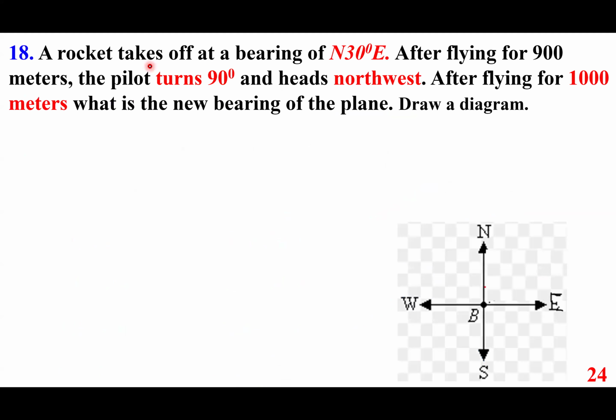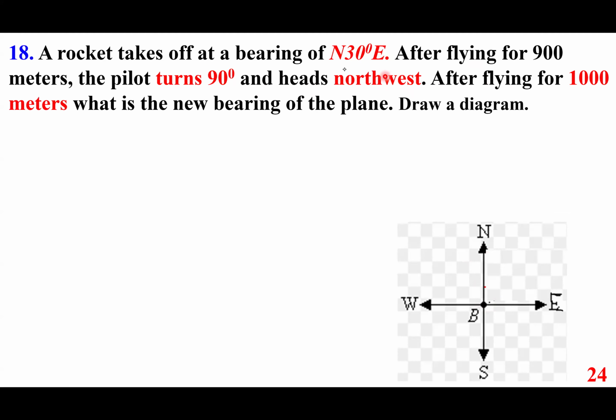A rocket takes off at a bearing of north 30 degrees east, going this way 30 degrees. So north 30 degrees east this way. After flying for 900 meters, the pilot turns 90 degrees and heads northwest after flying for 1,000 meters. What is the new bearing of the plane? Draw a diagram. So we're going to reread this again.